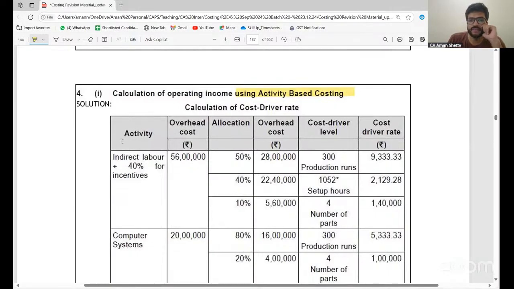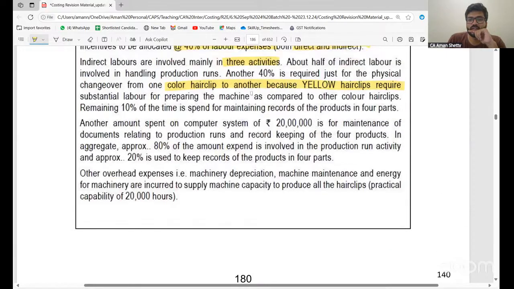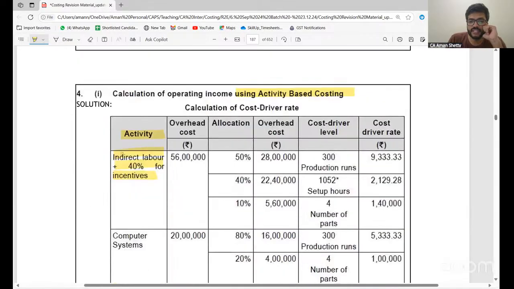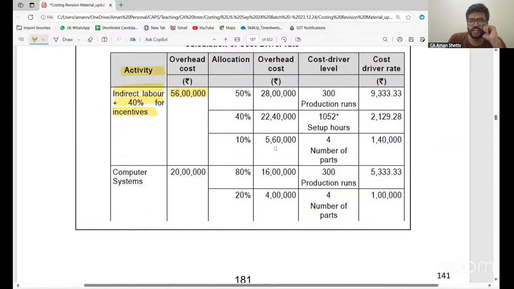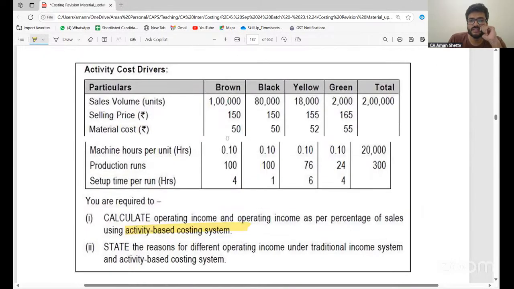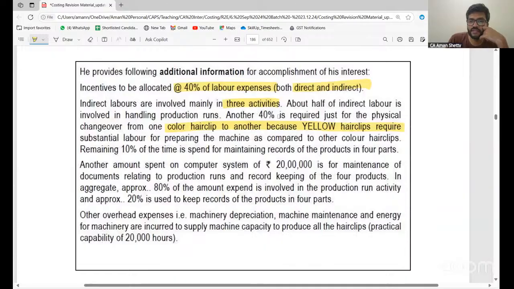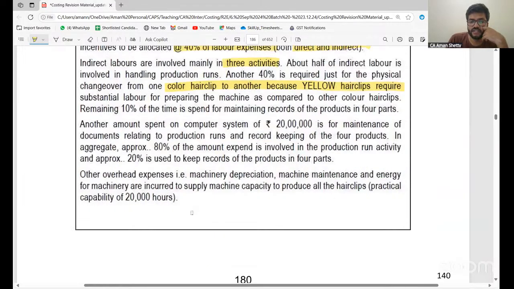All of you know, look at this. Activity, indirect labor plus 40% for incentives. They've given that. Incentives to be allocated at 40% of labor expenses, both direct and indirect. Clear, all of you? So that is taken here. Overhead cost is 56 lakh. Allocation, right? So 50%, 40%, and 10%. That is derived from the paragraph where they've given it.